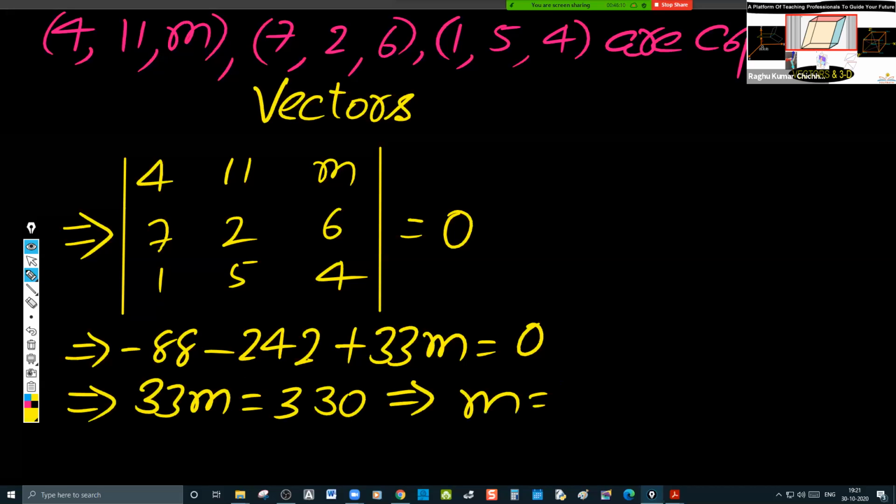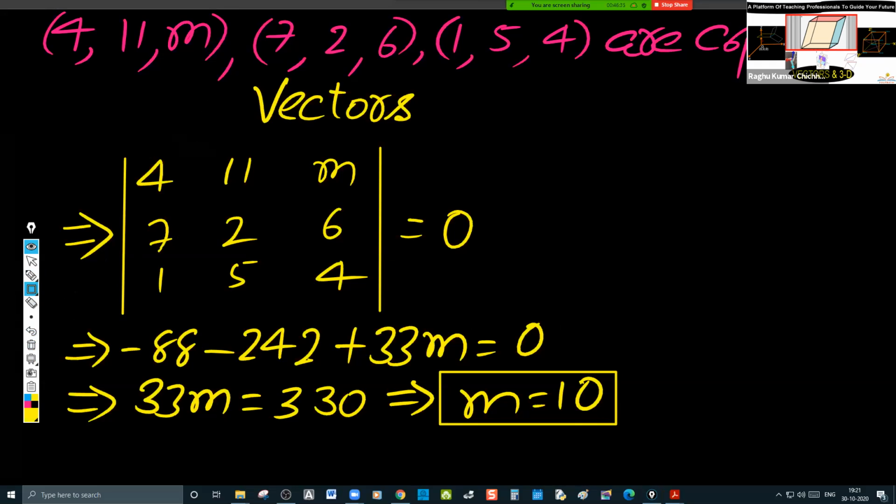Simple questions only we have taken up because it is the beginning. So when 3 vectors are coplanar, you have to understand that the determinant becomes 0. I think it is clear. I need not explain more. It is simply solving the determinant. Okay, I'm moving on to the next question now.